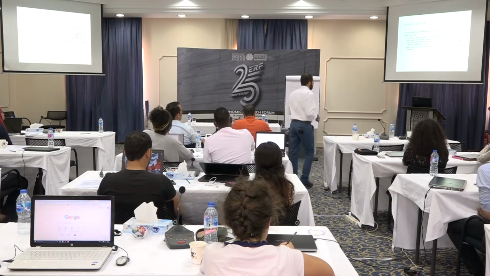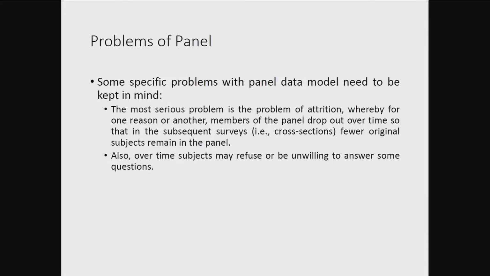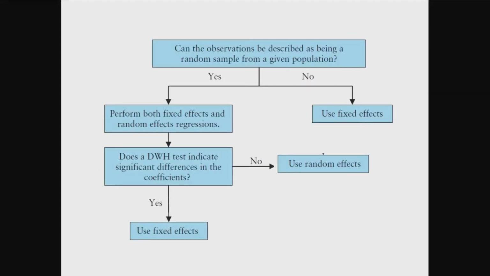So that's the problem, but in general, it's much more pronounced at the micro level, so for households, individuals, or firms, than at the macro level, because the dynamics at the macro level are much lower than at the micro level. Okay? To summarize all this, how can we choose? And that's the summary of our choices. So can the observation be described as being a random sample from a given population? If yes, we have to do something, and if no, we have to do something.